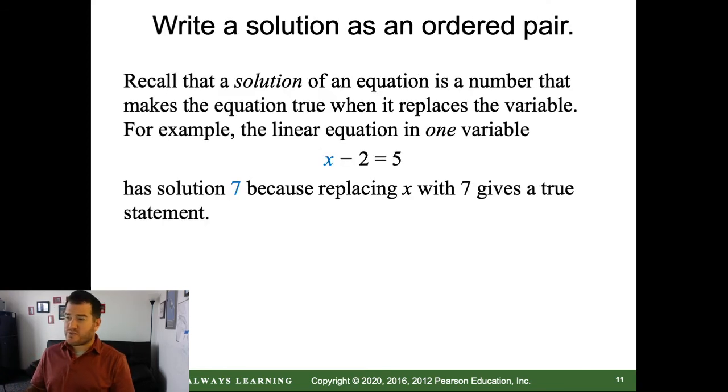So then, what is an ordered pair? Recall the solution to an equation is a number that makes the equation true. In this case, when we're given x minus 2 equals 5, we're trying to think of what number minus 2 is going to give us 5. If you take a second to think about it, you would think of 7. Replacing the x with a 7 gives us a true statement because 7 minus 2 equals 5.